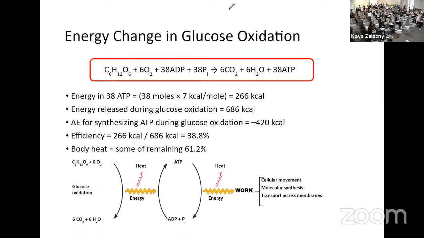I am not going to ask you to memorize a ton of chemistry equations, so I'm just going to highlight what's going on here. The most important part for you to understand here is this bit about efficiency. This process is not totally efficient. So body heat is partially just from this process of breaking down glucose and making ATP.